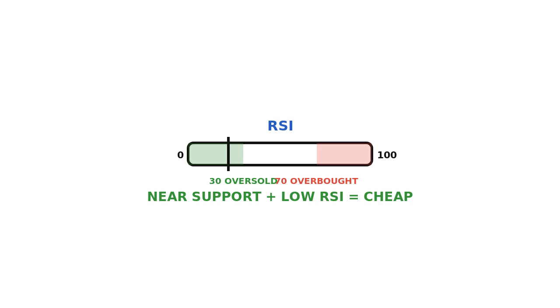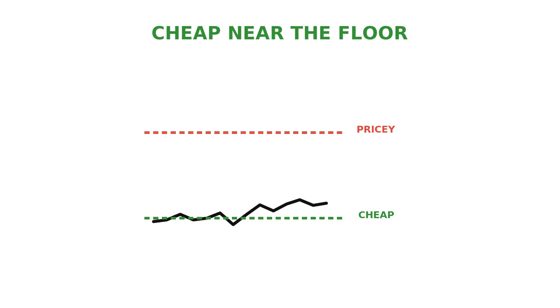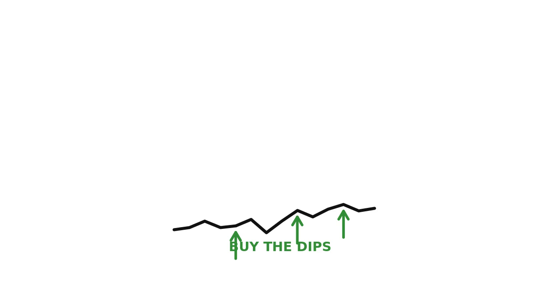So now you have a real toolkit for the cheap or expensive question. Where is the price relative to its support and resistance? And where is the RSI relative to 70 and 30? Near support with an RSI under 30 is the textbook picture of cheap. Near resistance with an RSI over 70 is the textbook picture of expensive. Suddenly, that vague gut feeling has some structure behind it.